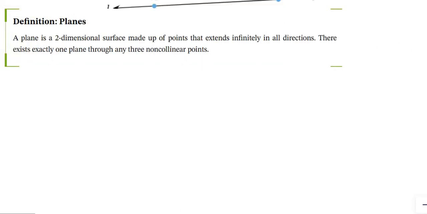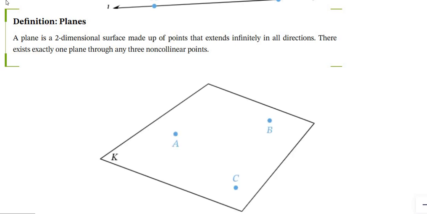Now we have a definition of a plane. What is a plane? A plane is a two-dimensional surface made up of points that extends infinitely in all directions. There exists exactly one plane through any three non-collinear points. Okay, for example, if you have a plane like this, this is a plane that extends infinitely in all directions, even though you have a border here that is all around this plane. Actually, this extends infinitely in all directions.